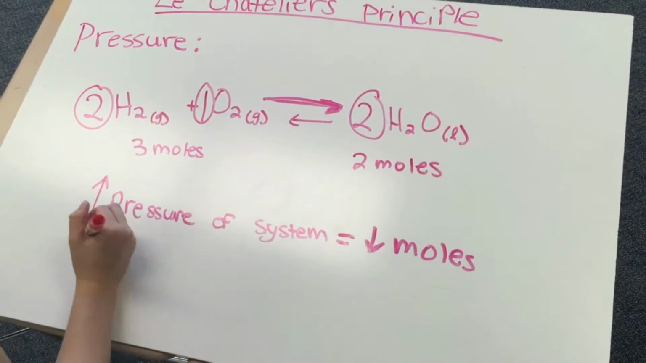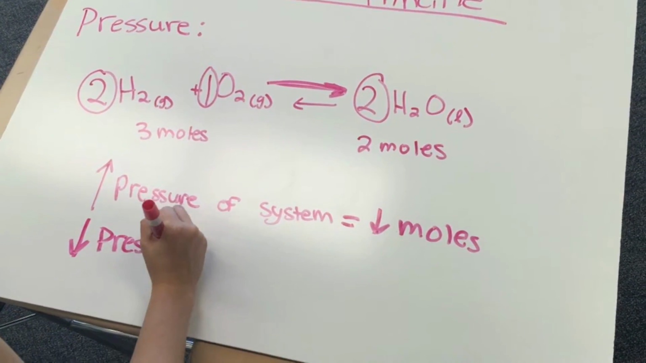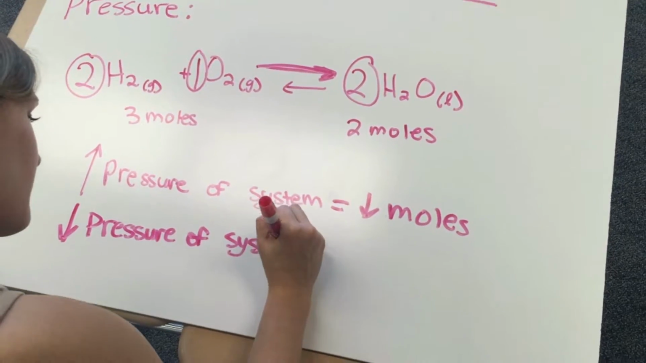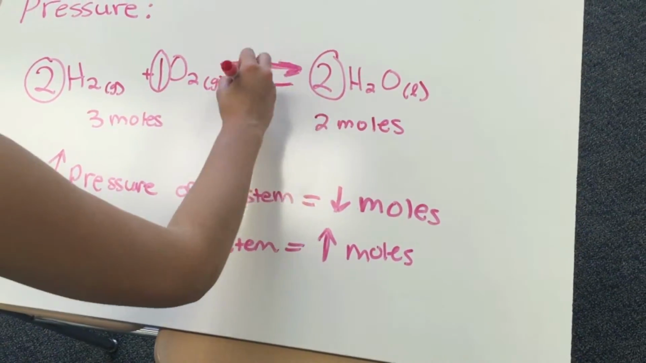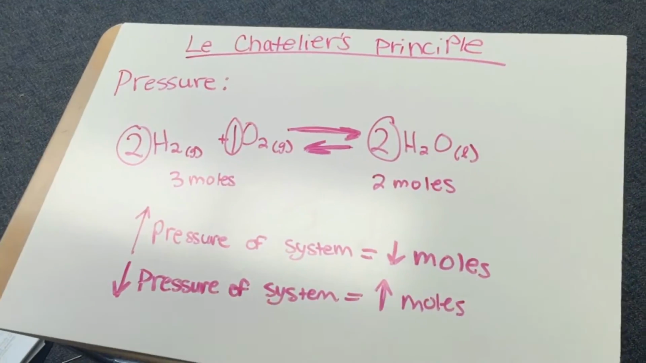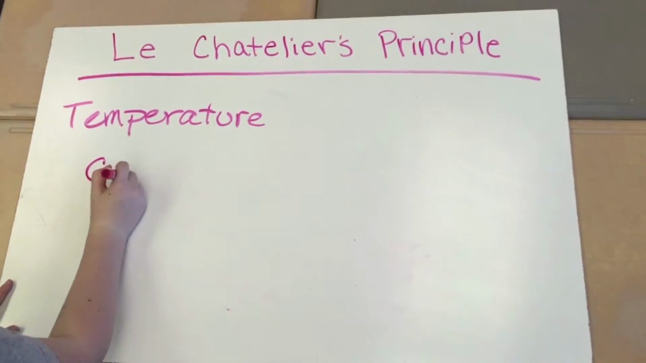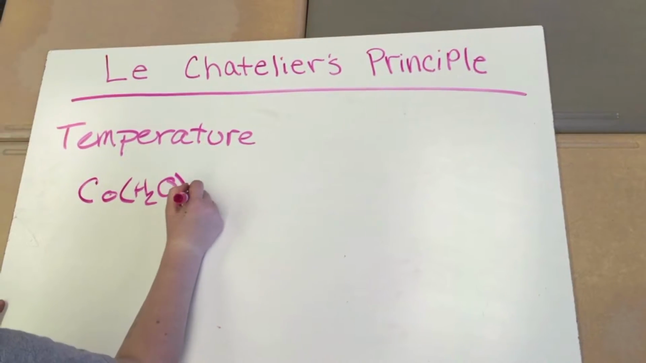If there is an outside force of a decrease of pressure on a system, the reaction will shift towards the side with more moles to create more collisions of particles, creating a higher pressure. The third part of Le Chatelier's principle is temperature.